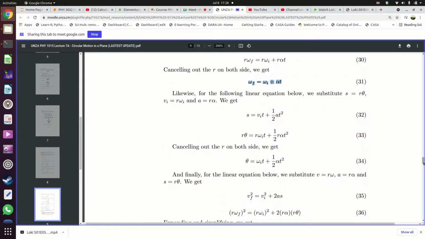Next, there's this other equation. S is equal to initial velocity multiplied by time plus half a t squared.